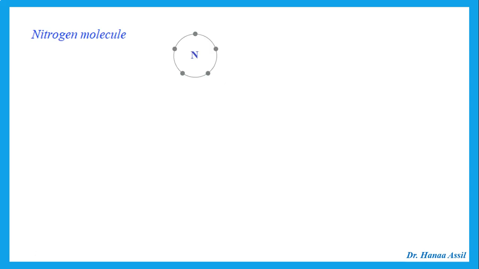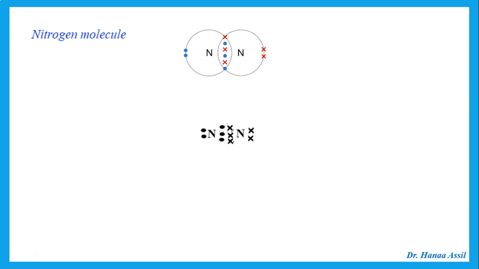So if we have 2 nitrogen atoms, each nitrogen has 5 electrons in its outer shell, how many does it need? It needs 3, so the 2 nitrogen atoms are going to share 3 pairs of electrons. Each of them still has an extra 2 electrons that is not involved in sharing. So in a nitrogen molecule, the atoms are sharing 3 pairs of electrons. This is called a triple covalent bond.